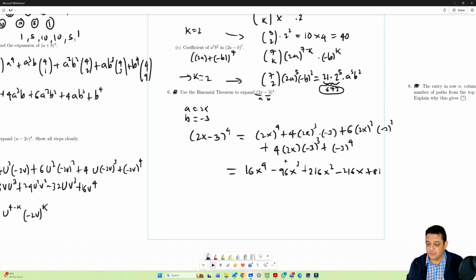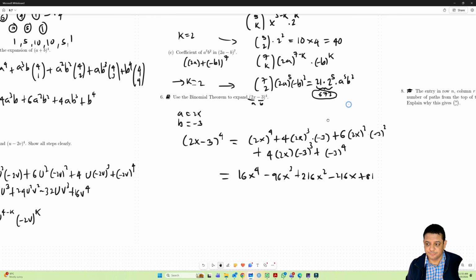Normally you'll have to use the 4 choose 0 times (2x) to the 4. You need to find the coefficients that are in front first. In this case, because we already had the coefficients from the previous question, we're using those. But if you don't, then you have to make the expansion. Let's assume that this is the power of 5. Then you will have to do 5 choose 0, 5 choose 1, 5 choose 2, 5 choose 3, 5 choose 4, to find the polynomial.